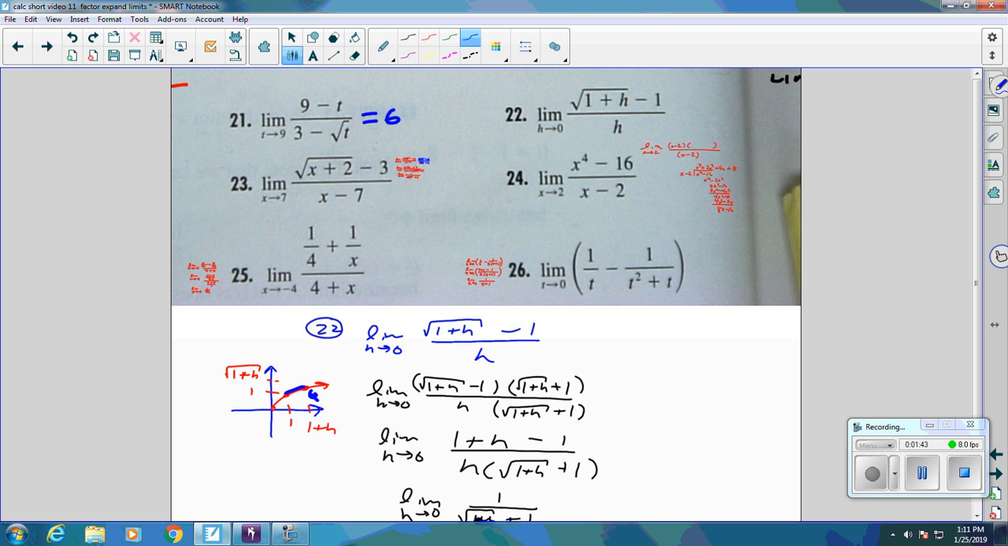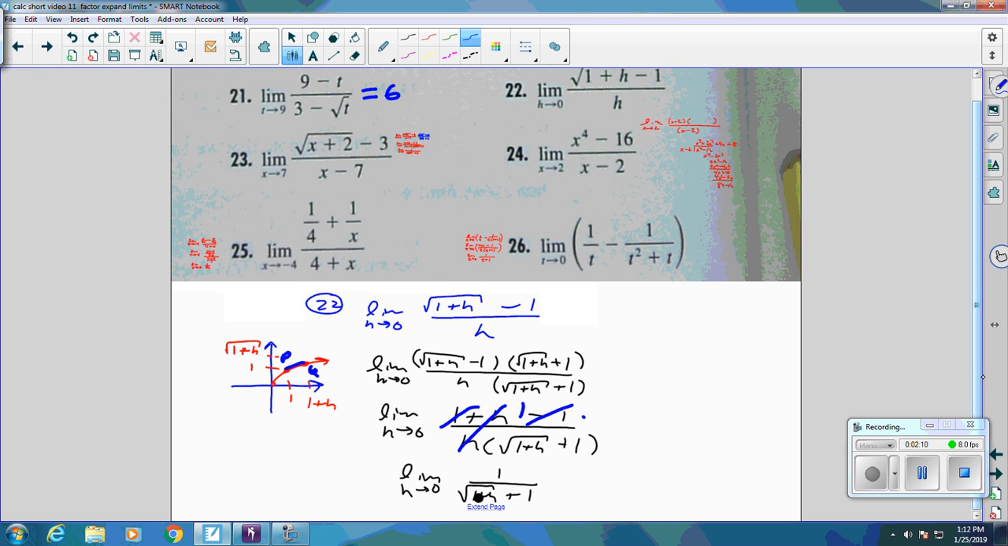Again, we're going to pull the point q back to p, but you don't need the graph to do these. In this case, we do need to multiply by the conjugate of the numerator, which is just changing the sign between the root and the 1. When you do that, you get 1 plus h minus 1 in the numerator. The 1's cancel, and you have h over h, which means the h is canceled. Moving down the board, you have 1 over the square root of 1 plus h. You plug 0 in for h, and you get 1 over the square root of 1 plus 1. We get 1/2 for the answer for number 22.